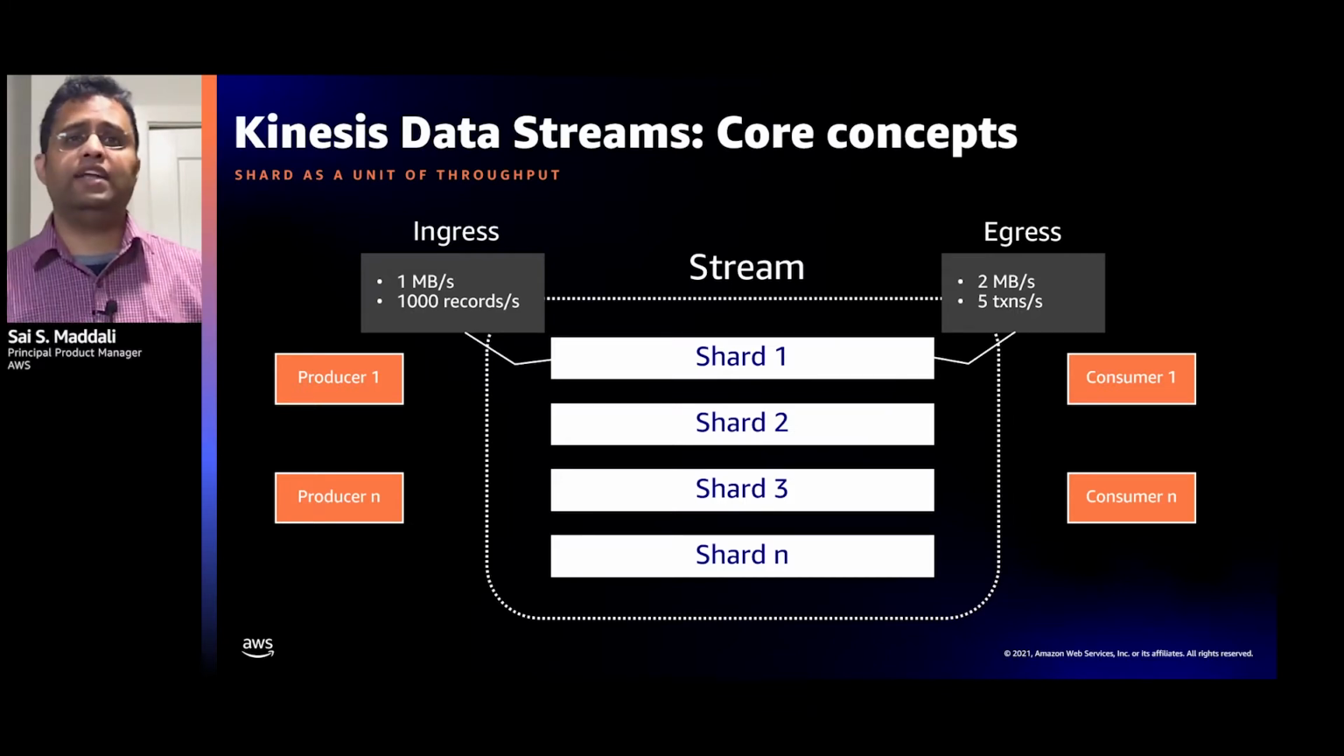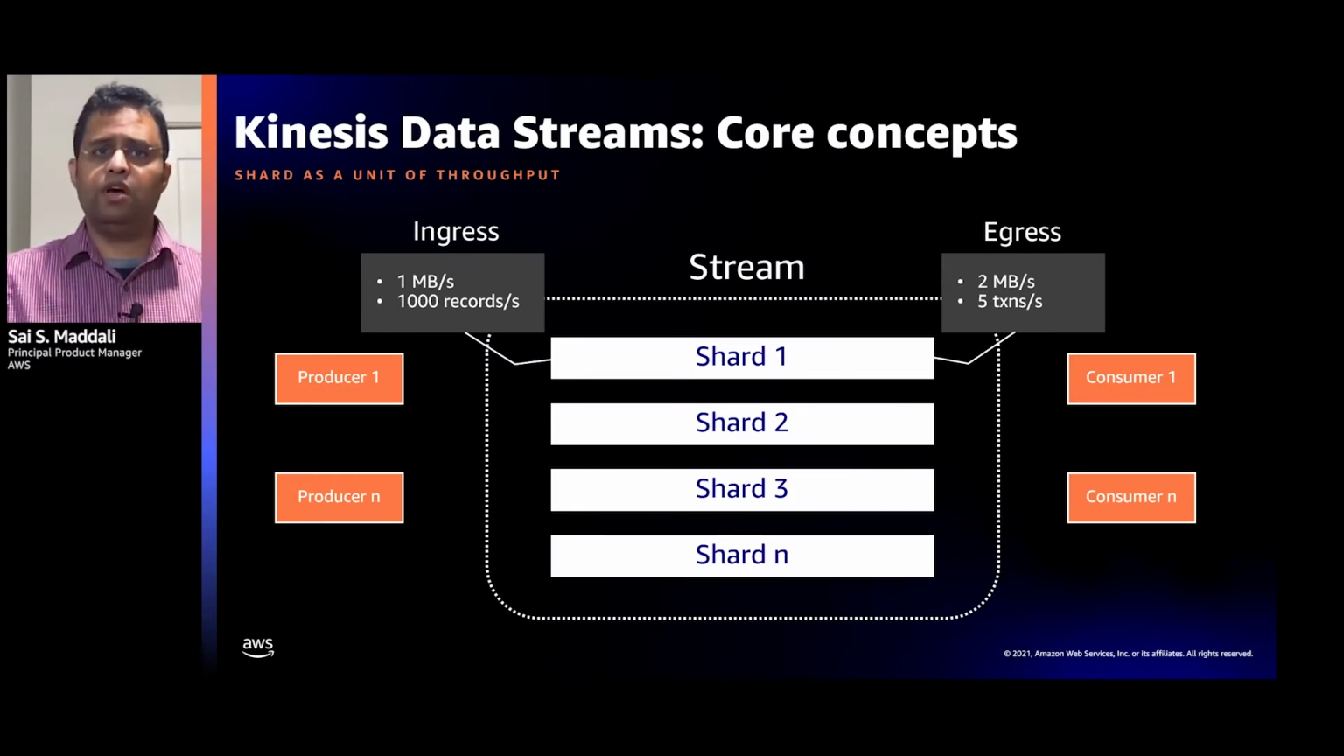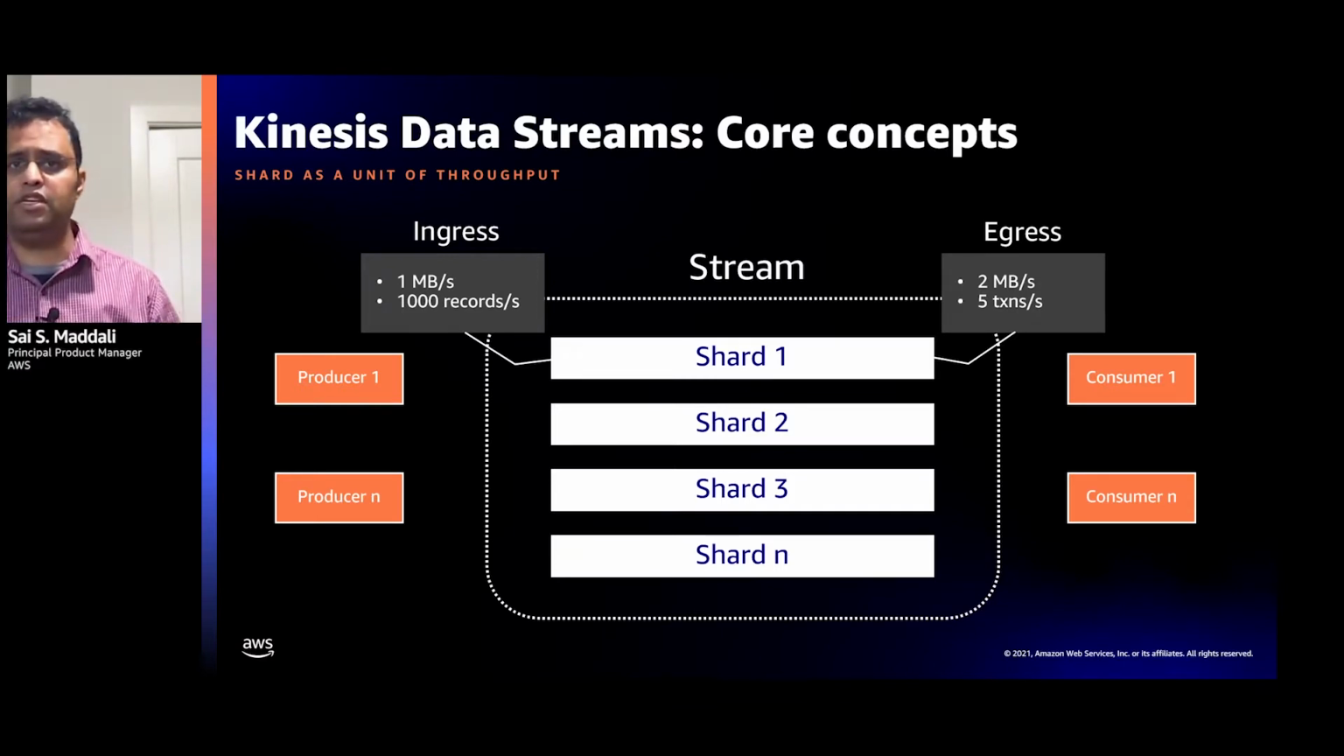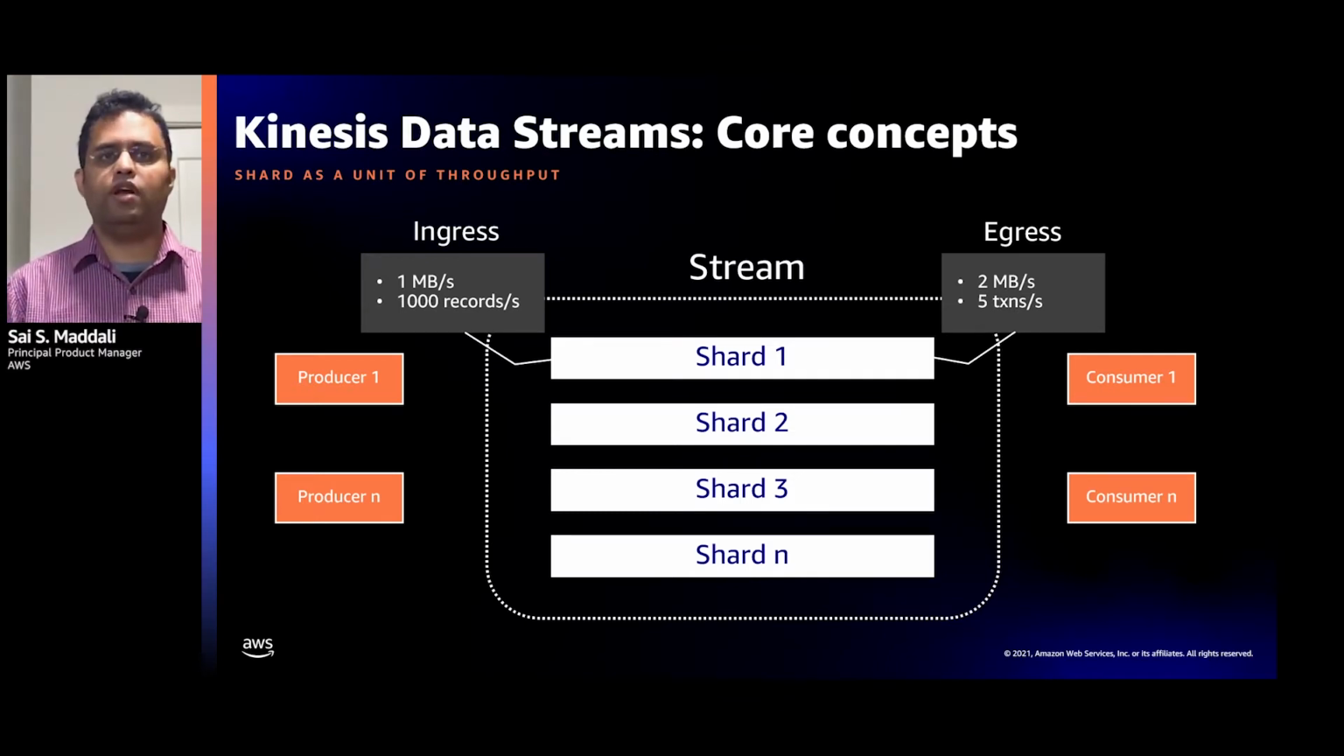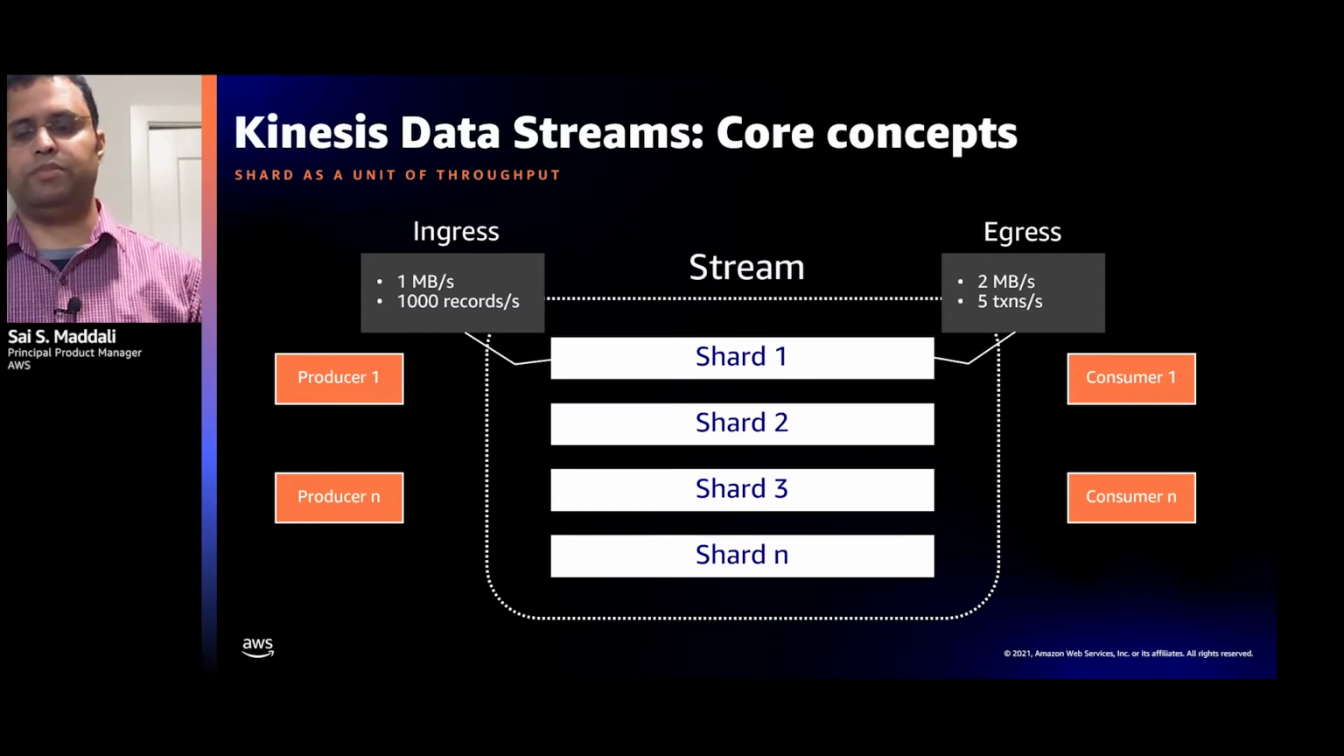Shards also act as a unit of scale. So if you need more capacity, you want to scale up your capacity, you would add more shards. Now, if you realize that you don't need that capacity, you can scale down by decreasing the number of shards in your Kinesis data stream. So that's what a shard is in essence within Kinesis Data Streams.